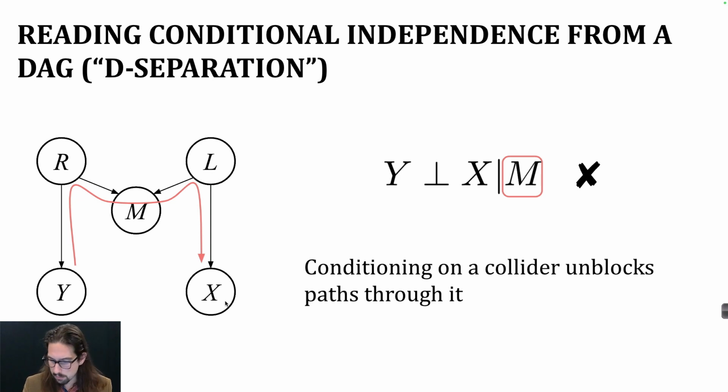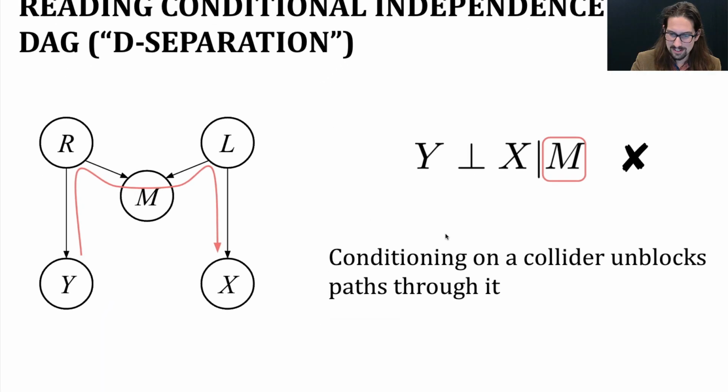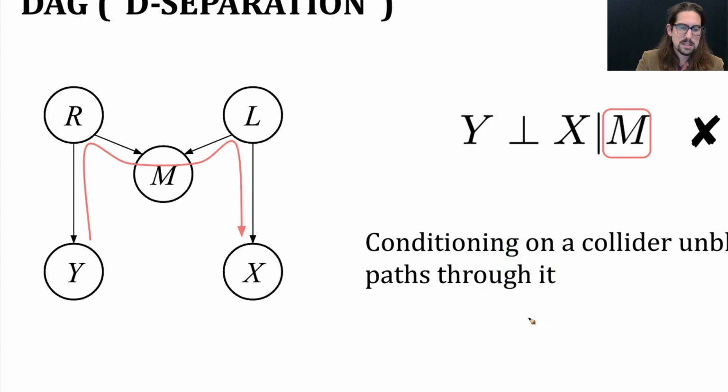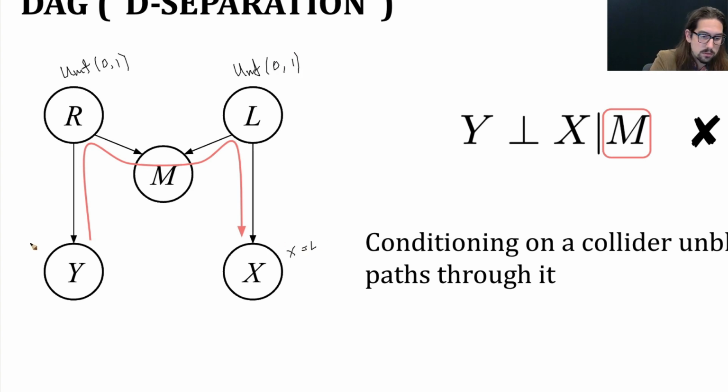So I'll give you a simple example. That's probably not clear at all, so don't worry if it's not making sense. Let me give you a simple example here where these are uniform 0, 1. Okay, and here's a simple example. X is equal to L, Y is equal to R. So this is just passing the information straight through. There's no additional randomness in Y and X. And then here m is equal to R plus L.